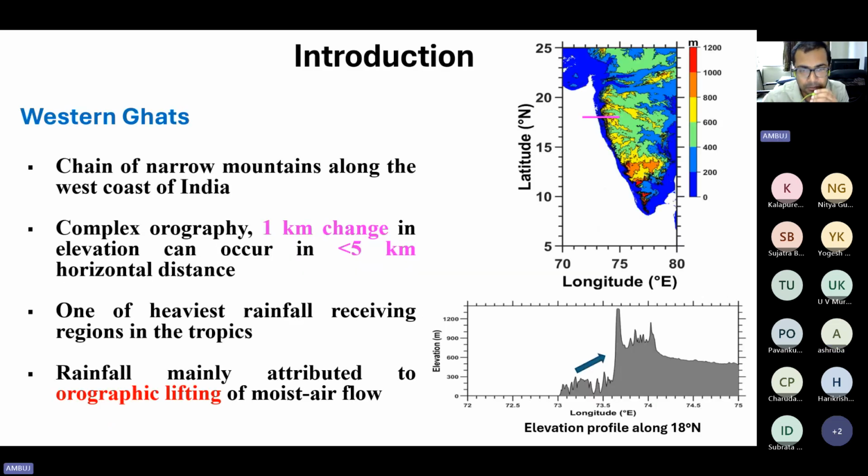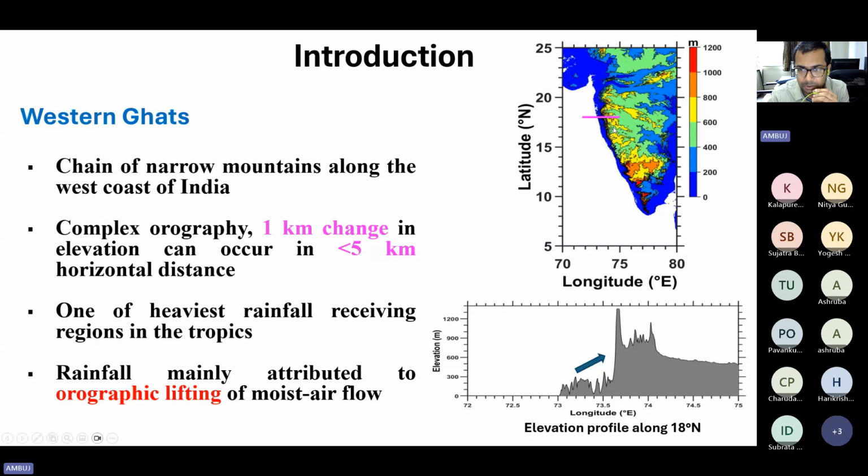Now, the topography of the Western Ghats is shown here. And here we can notice, as we know, the Western Ghats is a chain of narrow mountains that run along the west coast of India. And one notable thing about the Western Ghats is that the terrain is quite steep and complex.